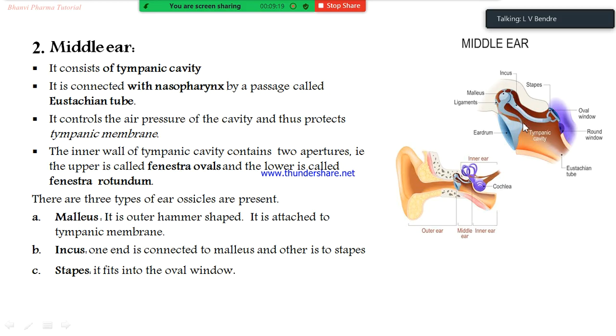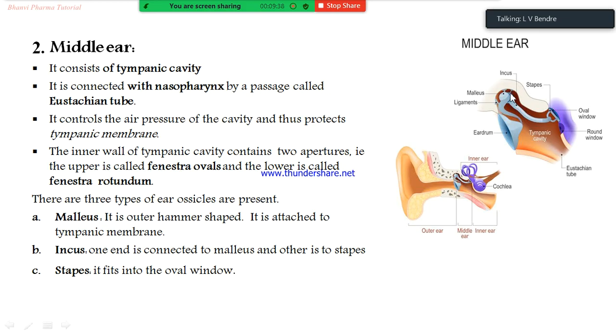You see the diagram. You will have to connect it between the eardrum and malleus. Okay, connecting the eardrum and malleus. It is one of the hammer shaped bones.